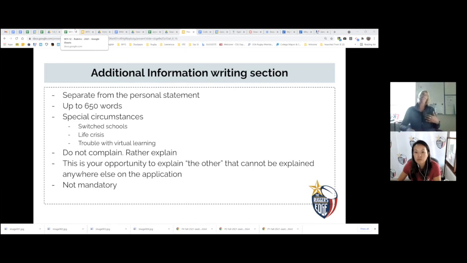Okay, so if there's ever a space where you want to be able to explain those situations and clarify anything, it's a really good way to clarify something that might look concerning on an application. If your freshman and sophomore year you had a B+ to A average, and then your junior year there was a significant dip, then this is a really great opportunity for you to explain what happened.